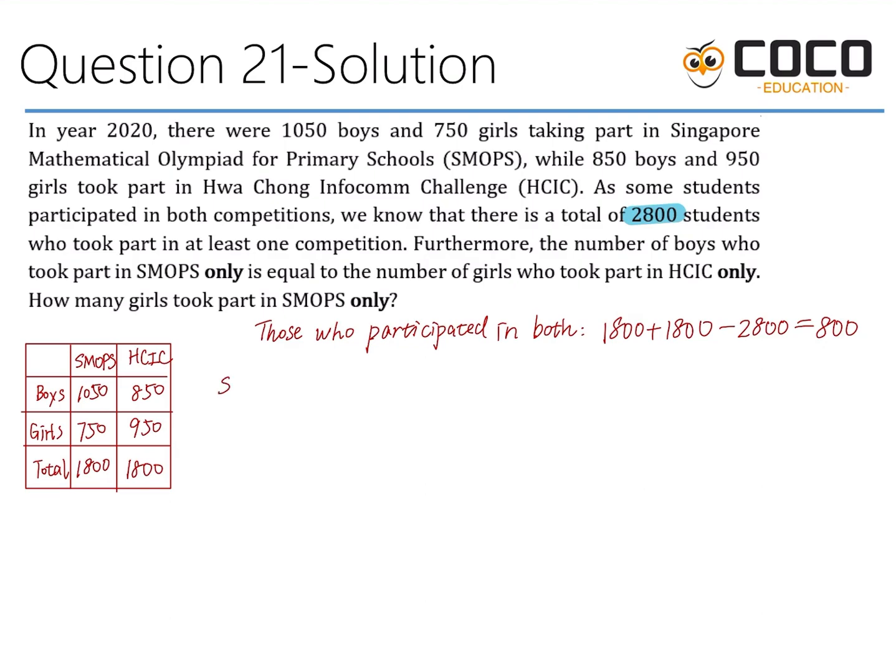Then we can check those who participated in SMOPS only. So SMOPS total is 1,800 minus those who participated in both, so minus 800 is 1,000. For HCIC, it's also 1800 minus 800, so it's 1,000. Now let's draw a diagram.